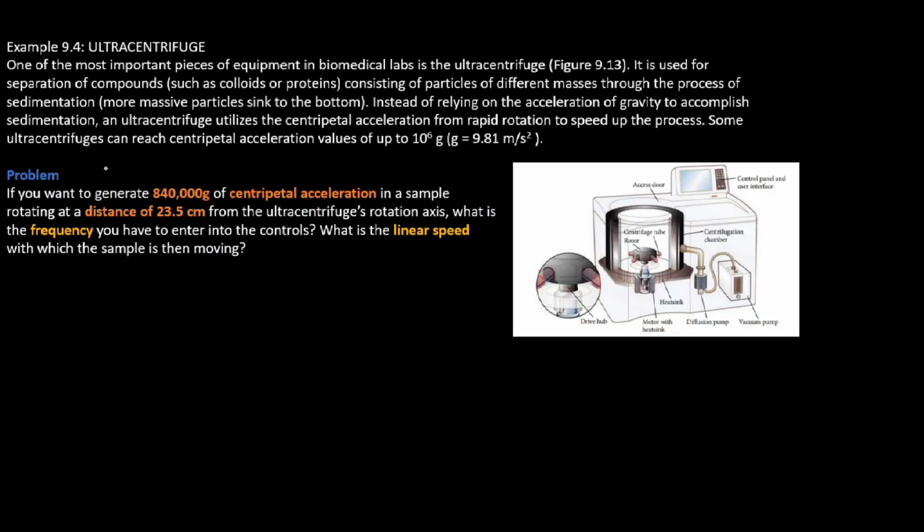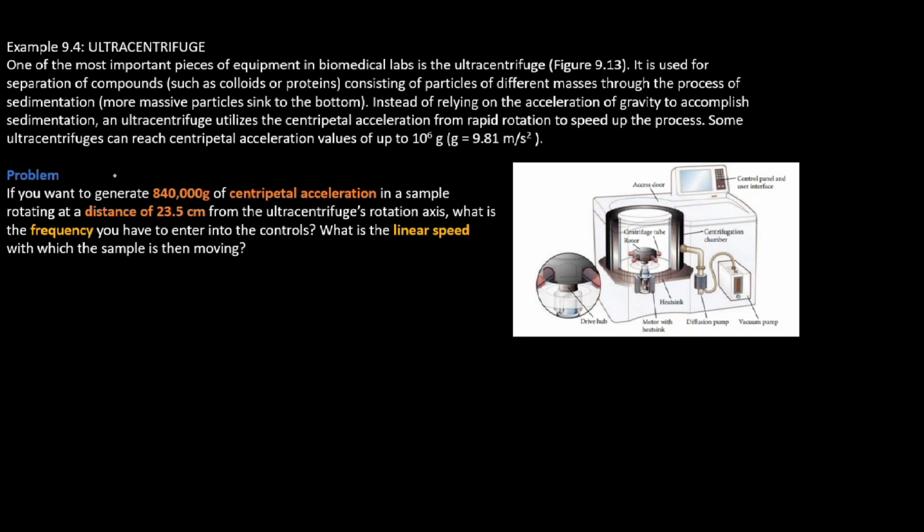In this video, we are going to discuss a problem based on the ultracentrifuge. An ultracentrifuge is an equipment used in biomedical labs for the separation of compounds such as proteins or colloids, which consist of particles with different masses, through a process of sedimentation. It utilizes centripetal acceleration to speed up the process instead of the acceleration due to gravity.